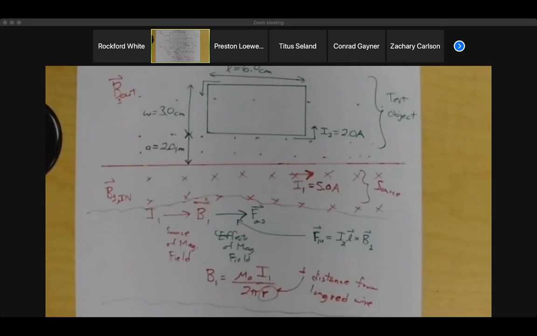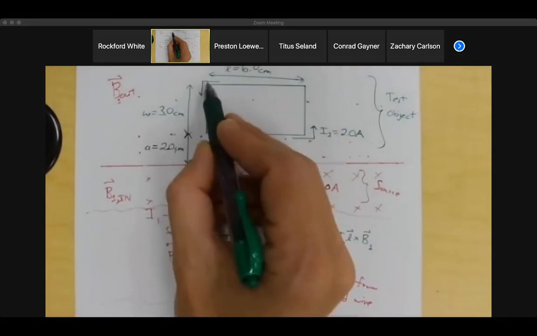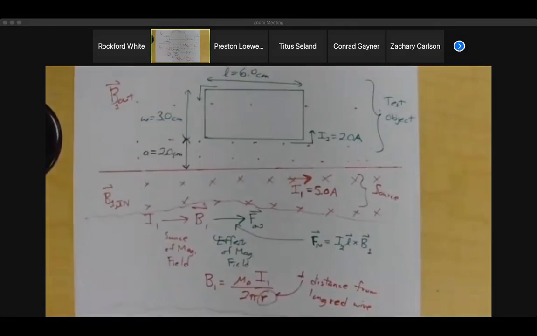So let's think about this just directionally. Which direction is each leg of the wire going to feel a force, before putting the magnitudes to it? Which direction would the bottom edge feel a force, right edge, top edge, left edge? Maybe I'll do that as force will be purple.